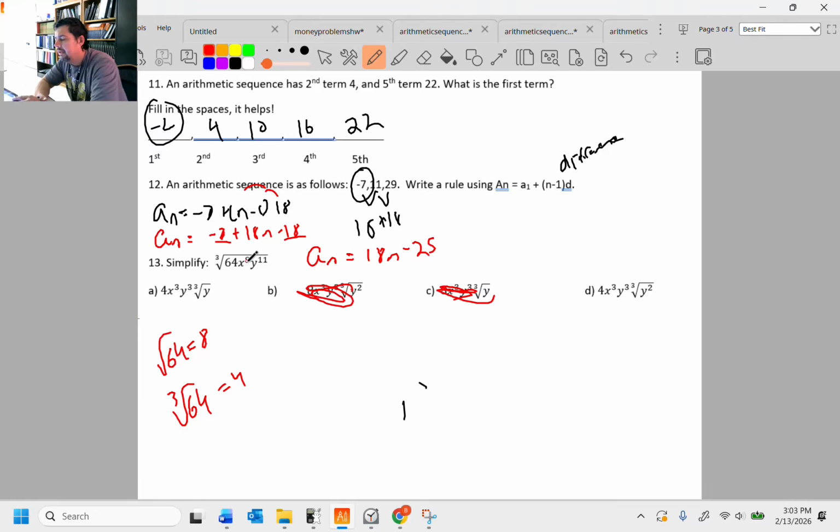Now, 3 enters 9 3 times. I had better see an x cubed. 3 enters 9 3 times, no remainder. So I need the x cubed. They both have it. 3 enters 11 3 times, but it has a remainder of 2. You know, let's go old school. 3 enters 11 3 times, 9, remainder 2. Choice D because it has the y squared.